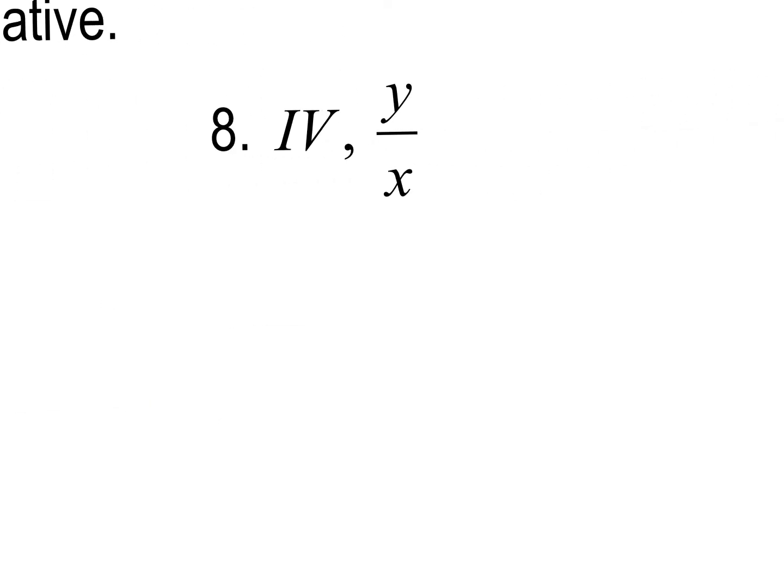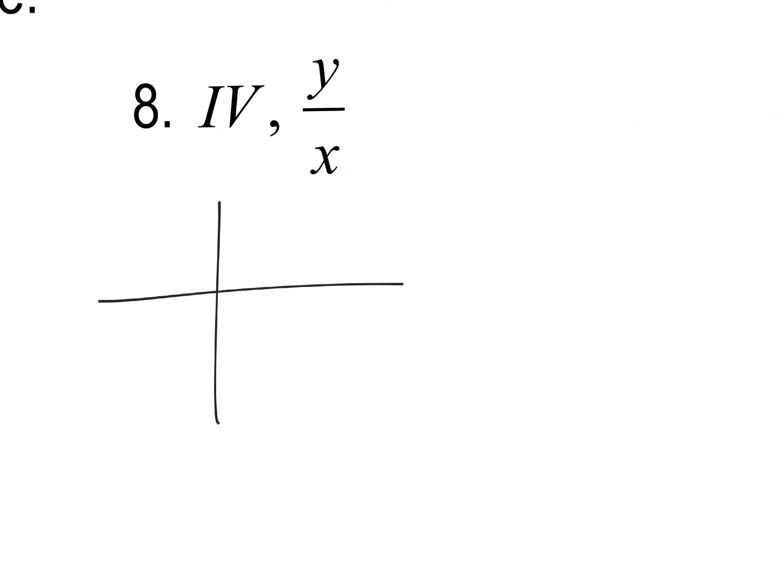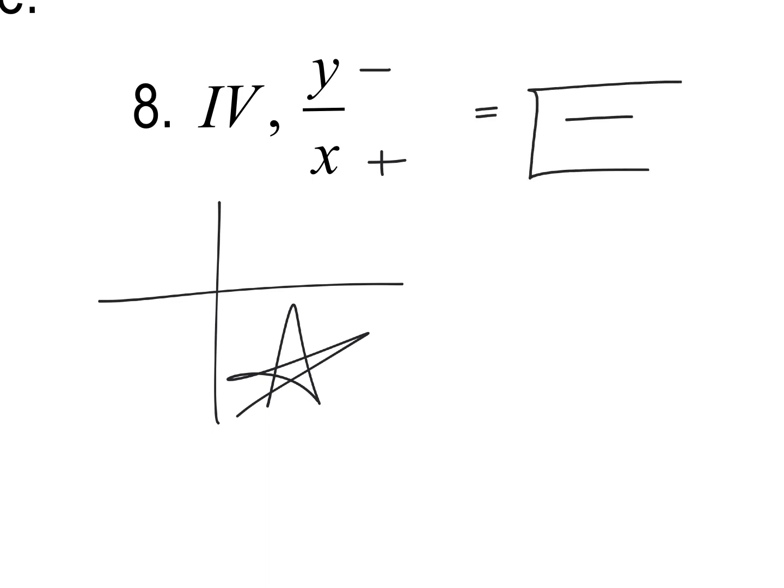Let's do this last one, quadrant 4, which is here. In quadrant 4, the x value is positive, but the y value is negative. A negative divided by a positive is negative.